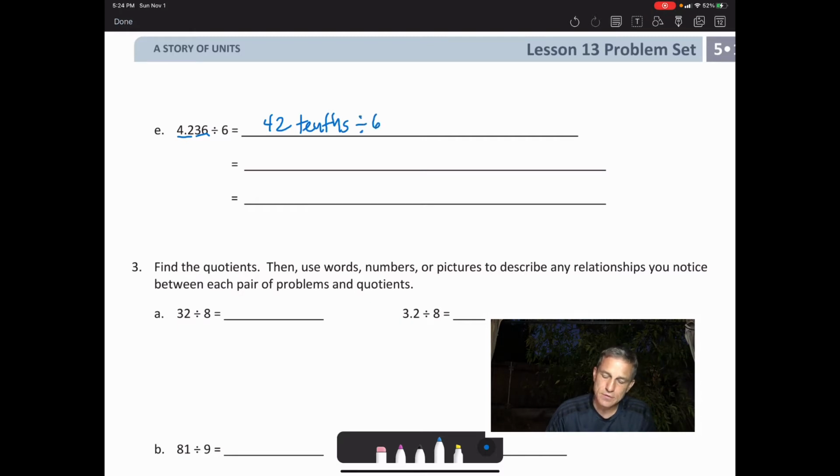divided by 6 plus 36 thousandths divided by 6. And that will take care of the whole number. So 42 tenths divided by 6 is 7 tenths plus 36 thousandths divided by 6 is 6 thousandths.